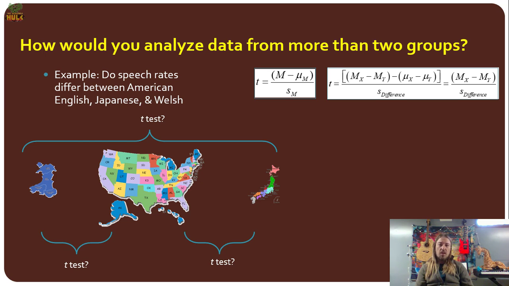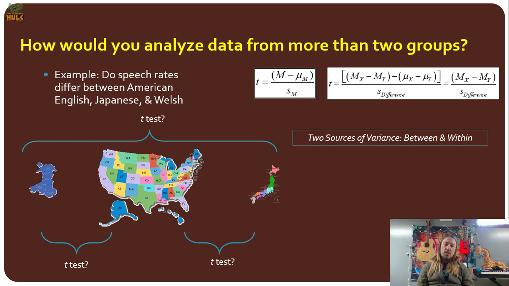So if I wanted to run t-tests, I could run the test between Japanese speech rates and American speech rates, and then another one between Japanese speech rates and Welsh speech rates, and then another one finally between American speech rates and Welsh speech rates. And then all three t-tests would have given me all the various paired comparisons that I would need. Right? That would be one way of potentially solving this. Really, in reality, we're still talking about the same idea.